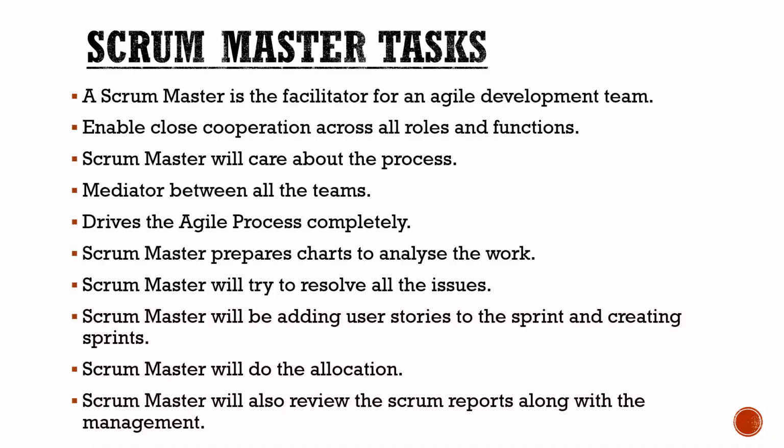The scrum master gets the stories, features and everything from the product owner, and then creates them in Jira. There are many tools available. Using the tools, they add stories to the sprint and create the sprint activity. The scrum master also does the allocation, deciding who should be allocated to which task or story. And then the scrum master also reviews the scrum reports along with the management. The charts or analysis reports that the scrum master prepared, the scrum master reviews with the top management.